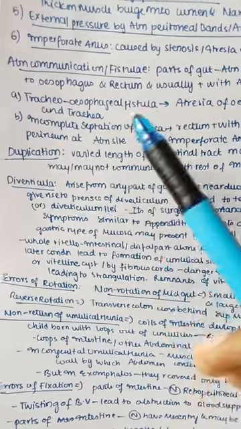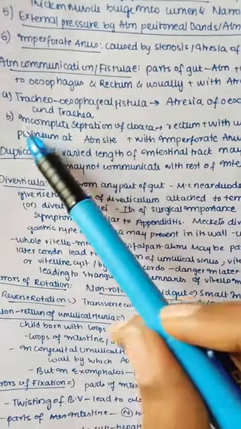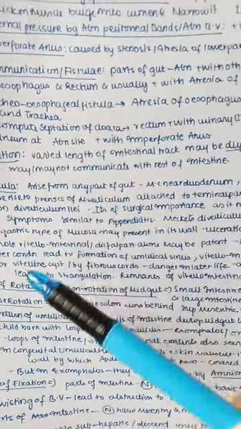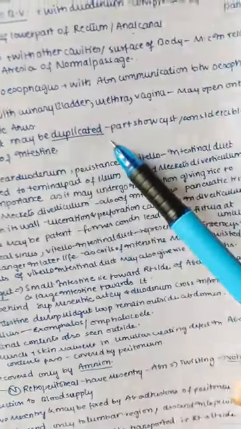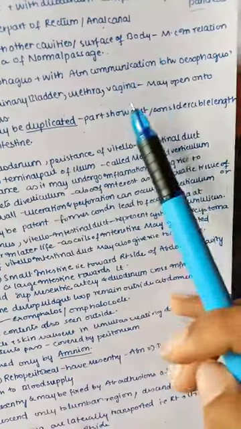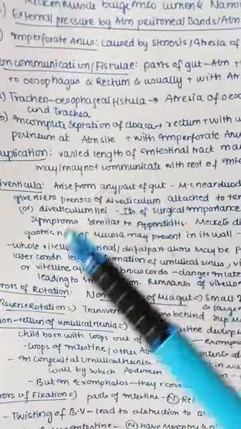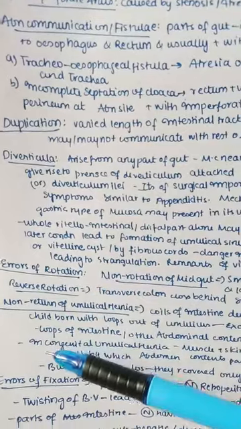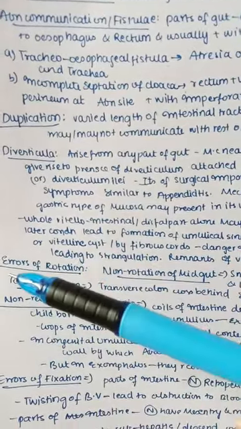So this problem arises because of an incomplete separation of the cloaca. Next, coming to duplication. A varied length of the intestinal tract may be duplicated and some part may show cysts, or a considerable length may or may not communicate with the rest of the intestine. All this we'll understand one by one by means of diagrams later. First we'll complete the theory one by one.